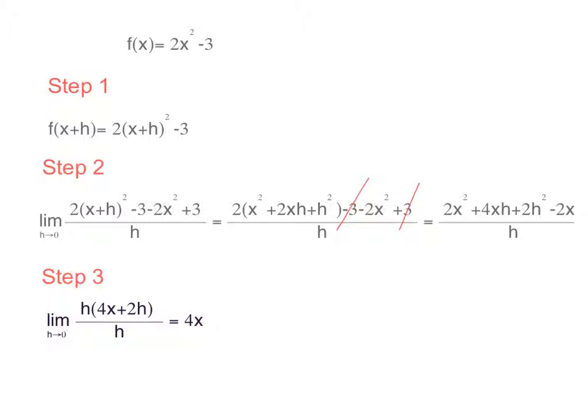In step 3, we have to factorize. Here we get h multiplying 4x plus 2h, and we have h above. Then we just eliminate this h, and we change the remaining h for a 0, so we will get 4x. The derivative of this function will be 4x.